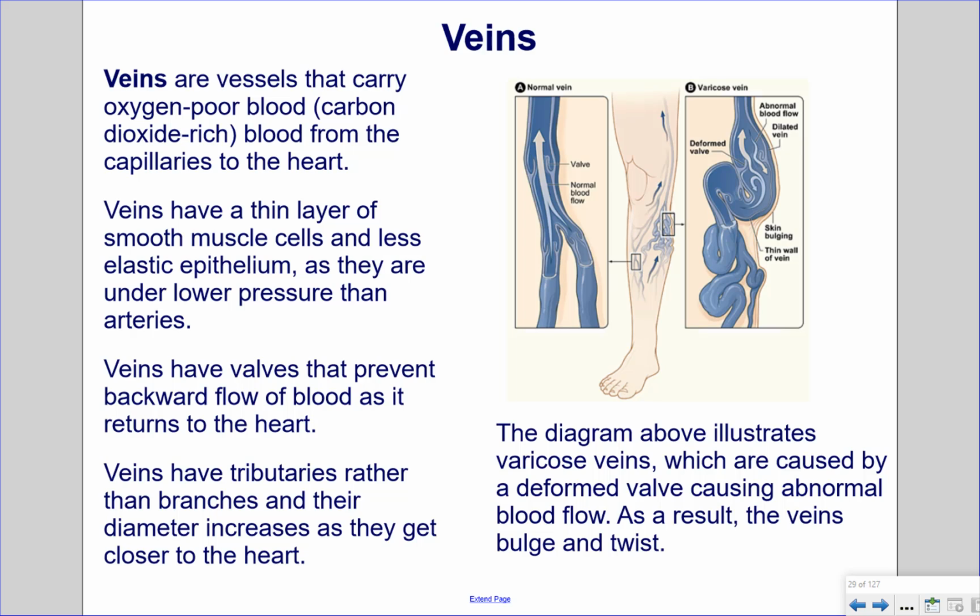Veins. Veins are vessels that carry oxygen-poor blood, carbon dioxide-rich blood, from the capillaries to the heart. Veins have a thin layer of smooth muscle cells and less elastic epithelium, as they are under lower pressure than the arteries. Veins have valves that prevent backward flow of blood as it returns to the heart. Veins have tributaries rather than branches, and their diameter increases as they get closer to the heart. The diagram above illustrates varicose veins, which are caused by a deformed valve causing abnormal blood flow. As a result, the veins bulge and twist.